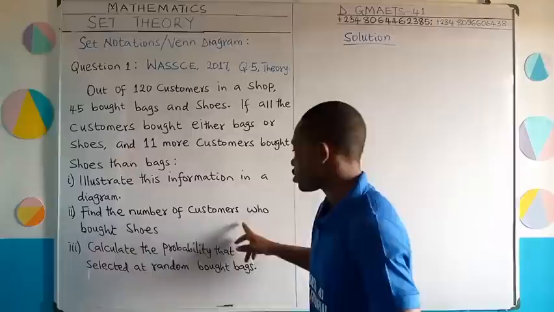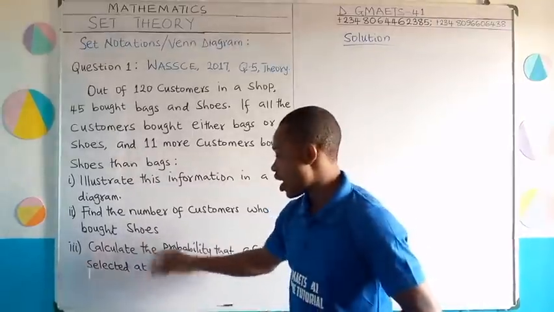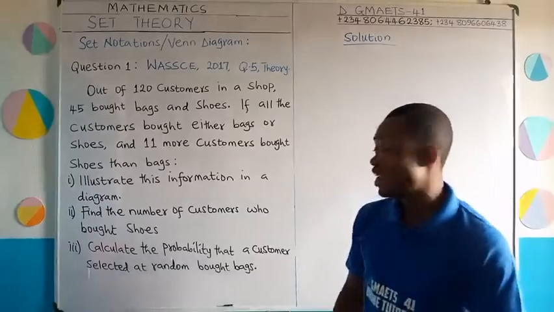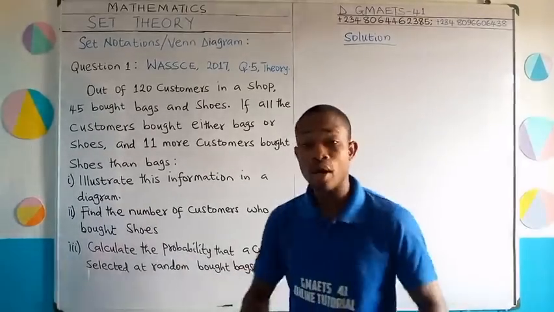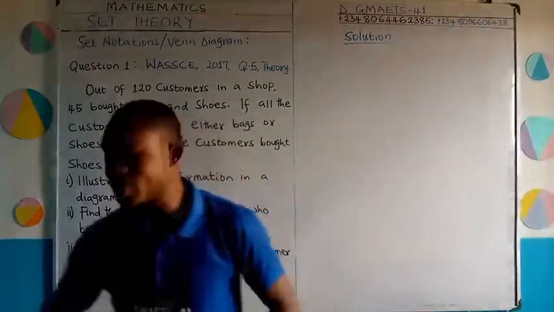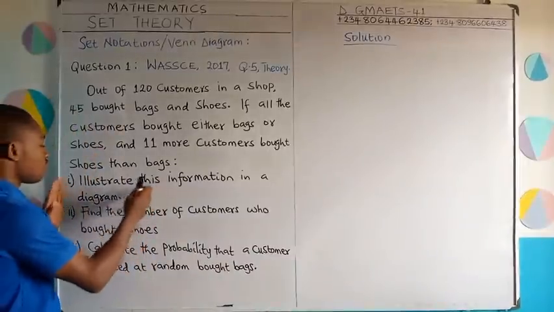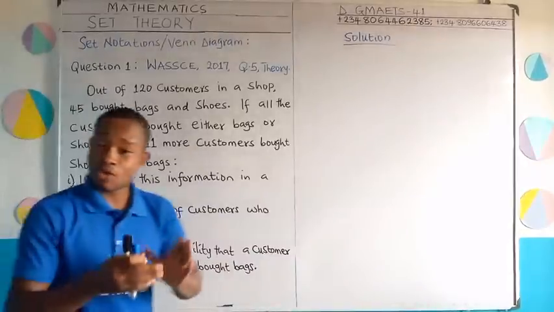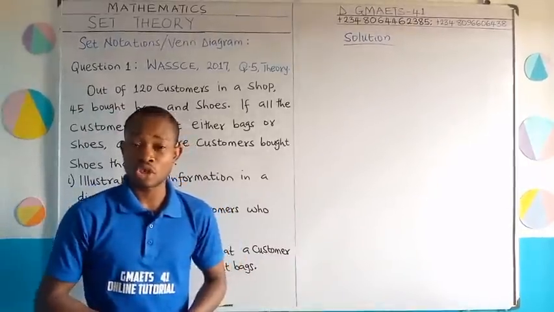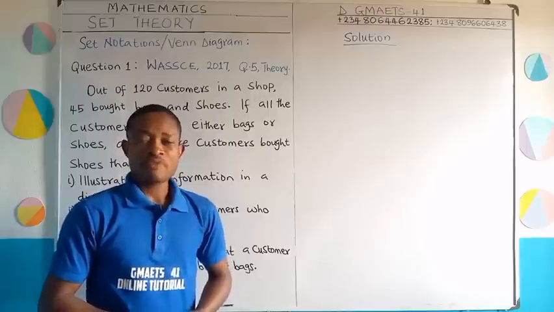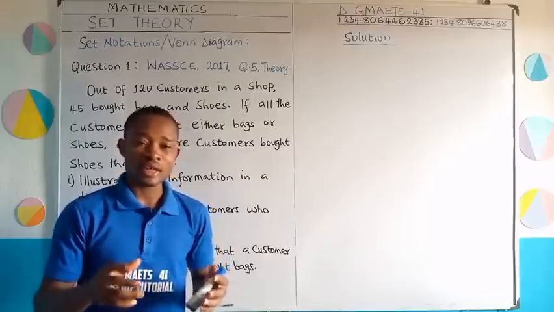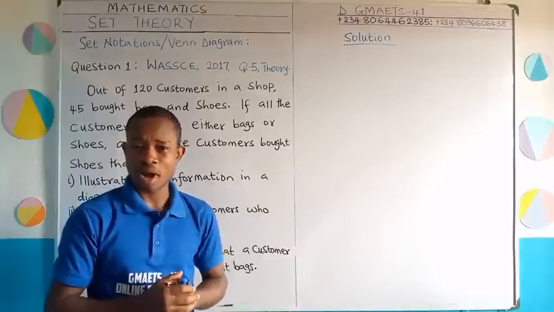Find the number of customers who bought shoes. Calculate the probability that a customer selected at random bought bags. So let us see how we solve this problem, okay? In the first part of the question, we are asked to illustrate this information in a diagram. And of course, we are going to use a Venn diagram to show this information. But first, let's get to know the subsets of the universal set that we have here, alright?